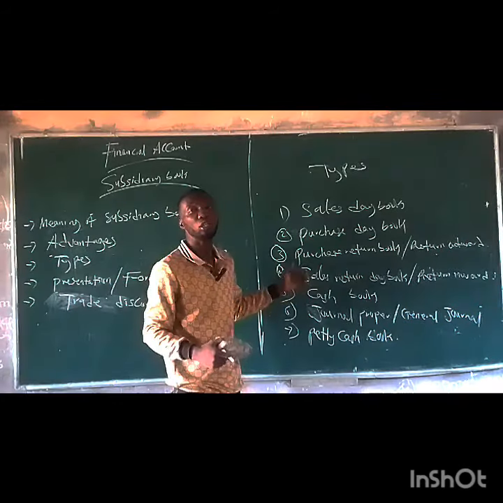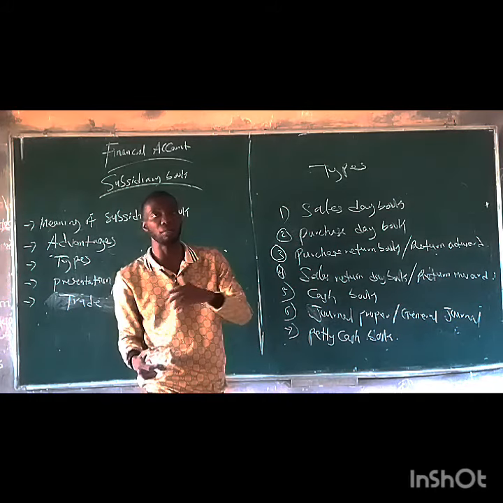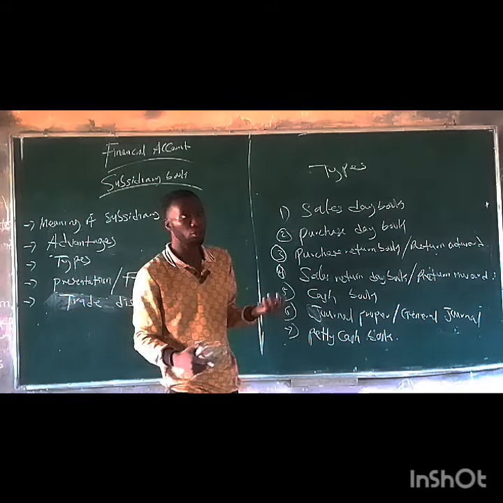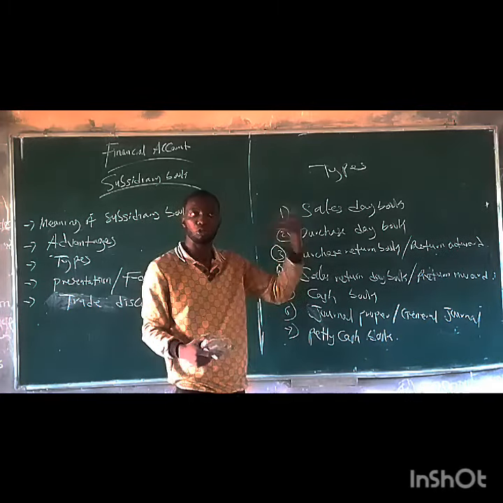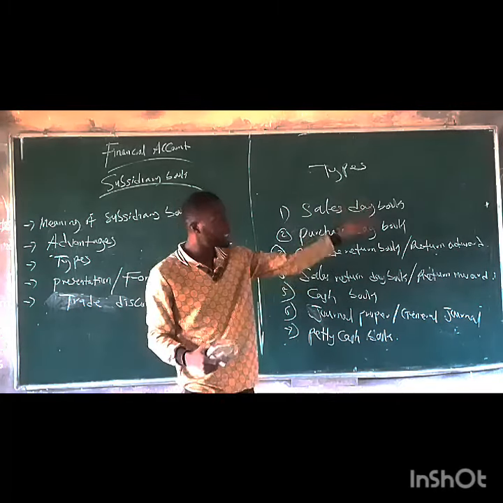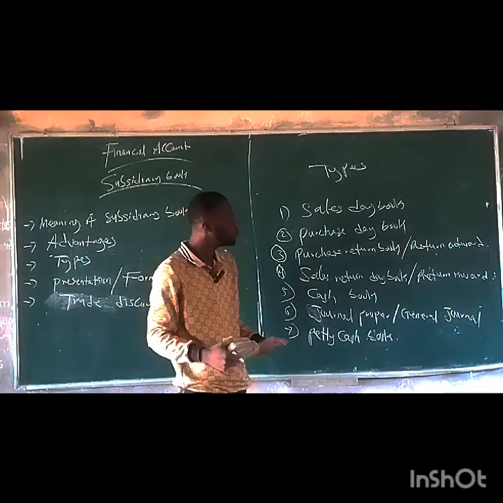Return inward is always on the debit side because it's coming back to you. The goods are being returned to you. Return outward is always on the credit side. You are returning it, you are getting it out. That is, you are returning the goods out.